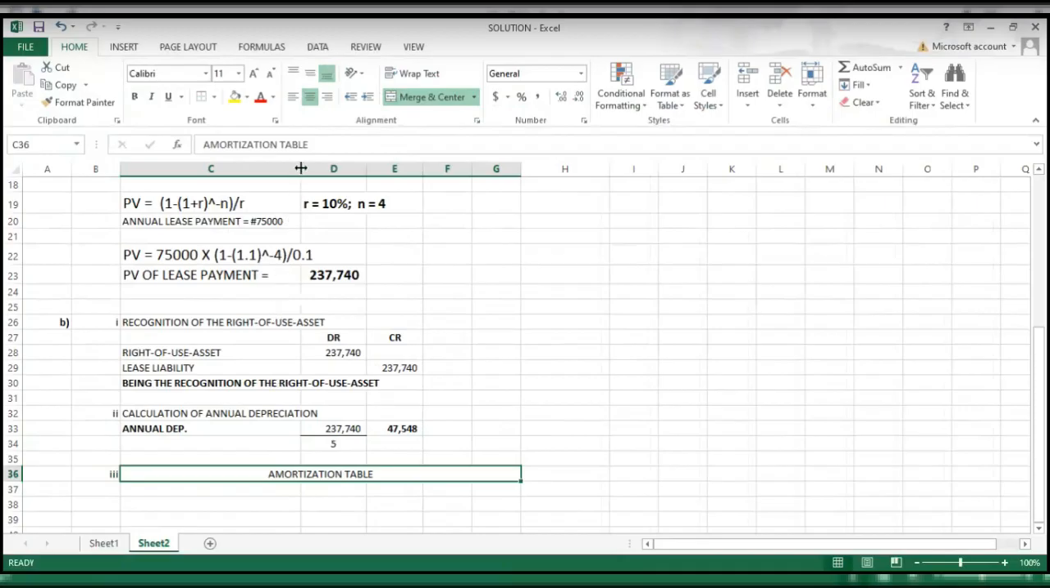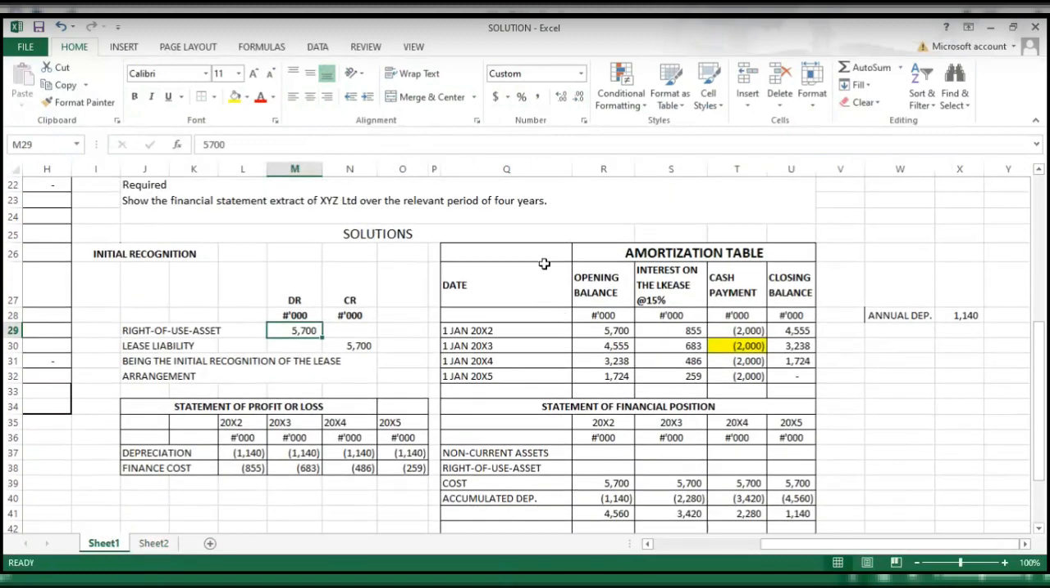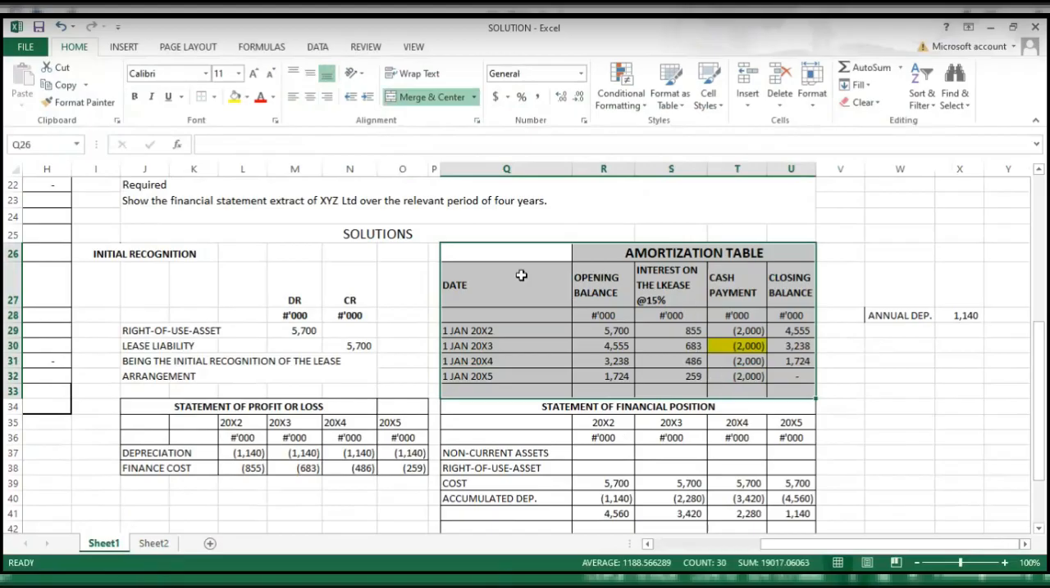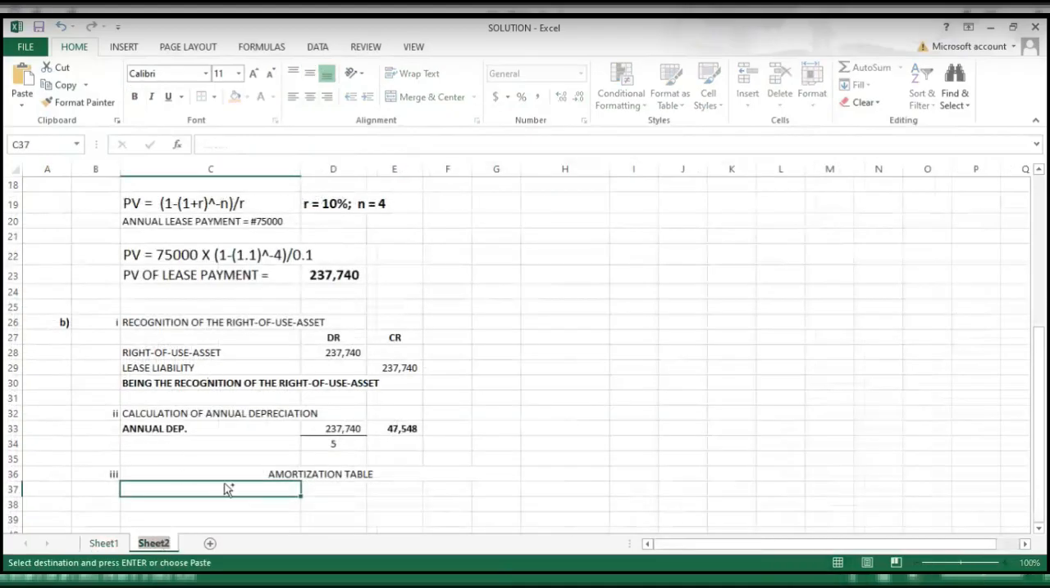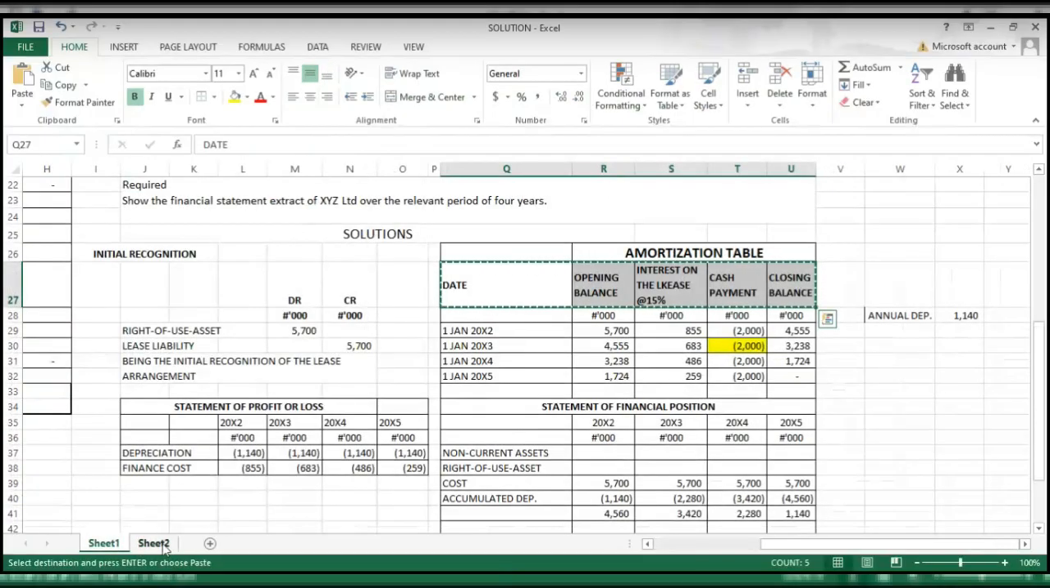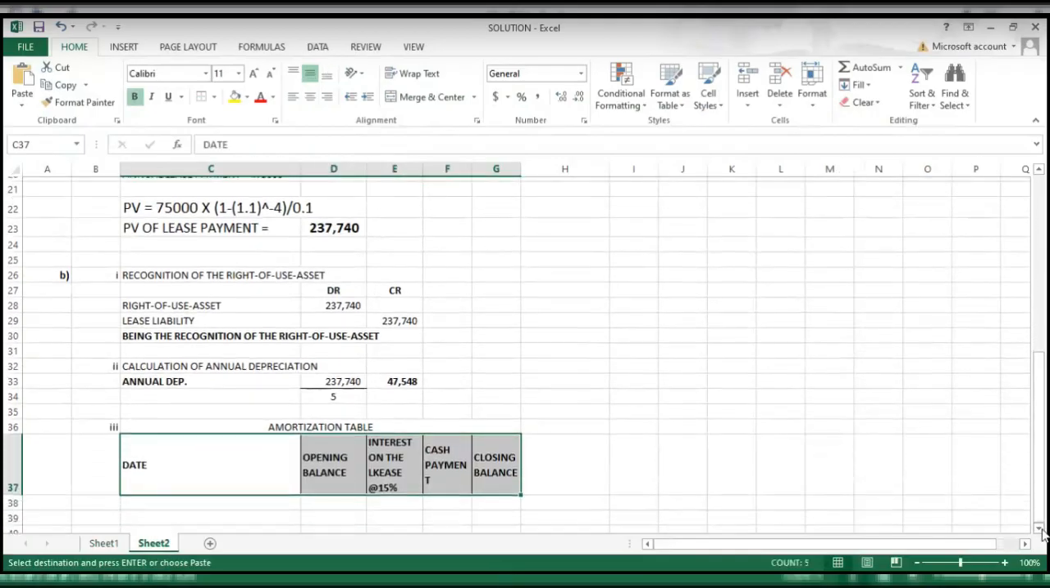Okay, so for the amortization table, we have what we call opening balance. Remember what we did yesterday? I showed you how we do that. You can see it here. This amortization table: we have the date, opening balance, interest, the payment, and the closing balance. So let me just copy the heading here, and then paste it where we need it. So we have it here. This is our amortization table.